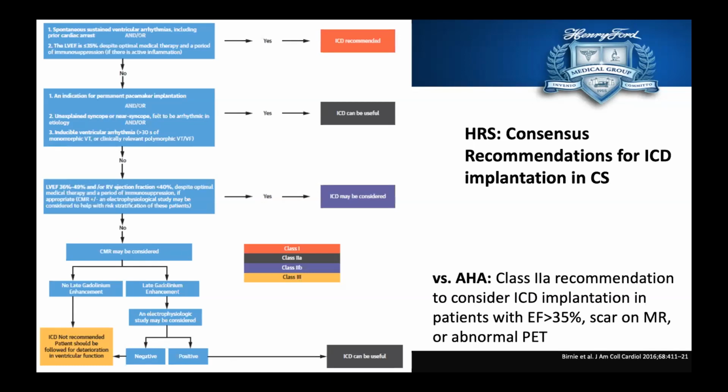And then, of course, at that point, if they don't meet criteria for an ICD, just going down the algorithm on the bottom left, you can consider a cardiac MRI and then base your decision on the presence of any late gadolinium enhancement, any presence of active disease, or any scarring or fibrotic advanced disease.